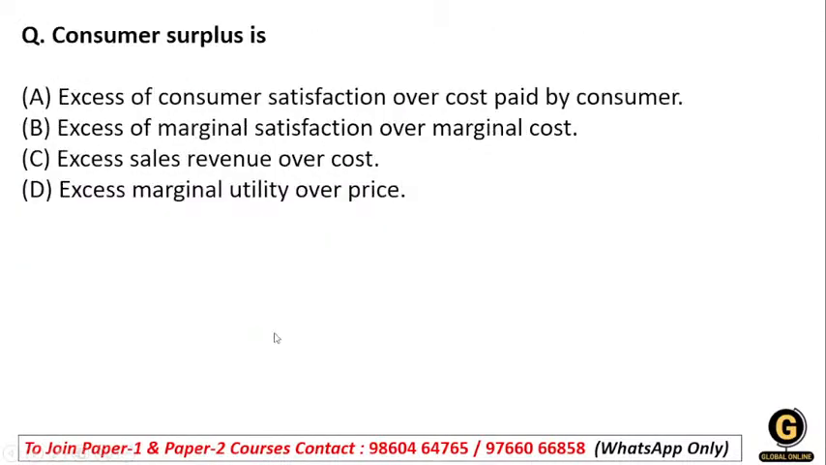Then we have consumer surplus. Consumer surplus is the excess of consumer satisfaction over cost paid by the consumer. Option number B: excess of marginal satisfaction over marginal cost. Then: excess of sale revenue over cost. And: excess of marginal utility over price.